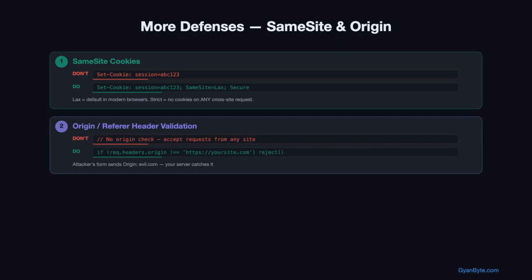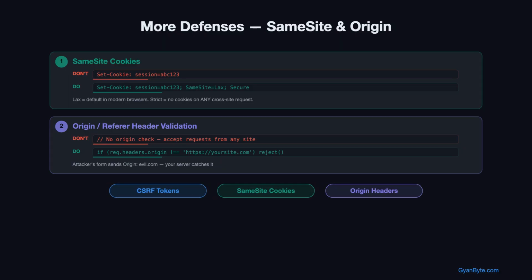Second, origin header validation. On every state-changing request, check the Origin or Referer header. If it doesn't match your domain, reject it. The attacker's form sends a request from evil.com. The Origin header says evil.com. Your server sees that and blocks it.